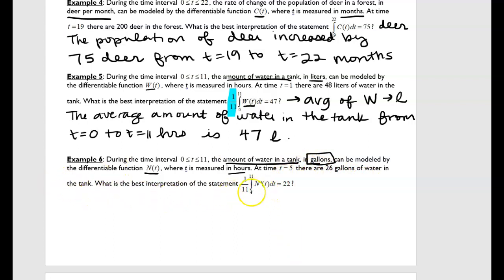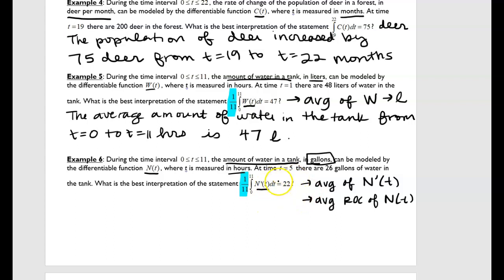What is the best interpretation of the statement 1 over 11 times the integral from 0 to 11 of n prime of t dt equals 22? Hopefully, again, you notice there's this 1 over 11 in the front. That's telling me that this is an average. It is the average of whatever my integrand is. That's the average of n prime. But what you'll notice is n prime is a rate. N was an amount. I take the derivative of that. This is a rate. So that means this is the average rate of change of n of t. So the average rate that the amount of water is changing. Again, since this is positive, I know that my amount is increasing.